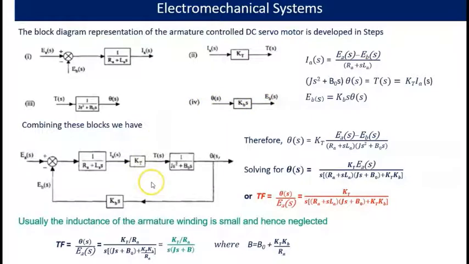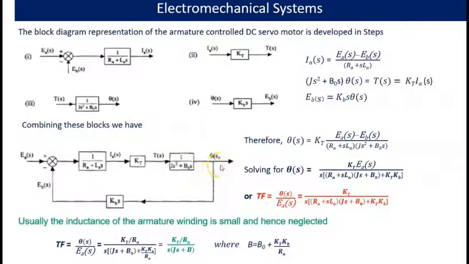Then combine all these blocks. Input voltage is EA(S), so the summing point is here. Output is theta(S). Here IA(S). Then connect this block here and this block here. So you will get the block diagram like this.